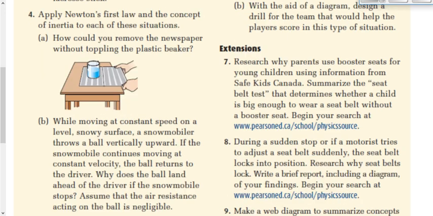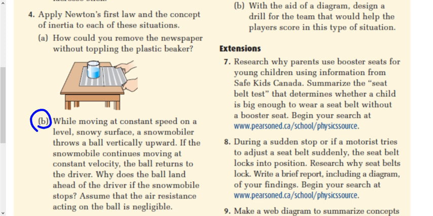4B is a great question, hey? While moving at a constant speed on a level, snowy surface, a snowmobile throws a ball vertically upward. If the snowmobile continues moving at a constant velocity, the ball returns to the driver. So picture this: you're driving the snowmobile, and you throw the ball straight up into the air, but you keep going. But yet the ball returns to you.